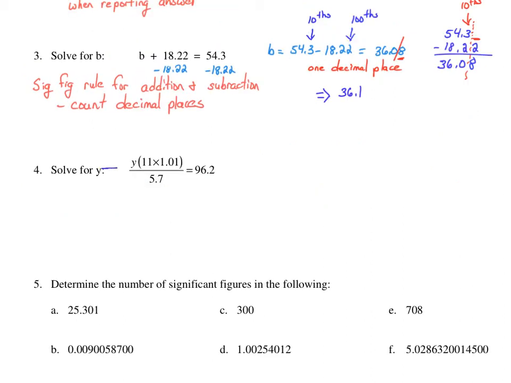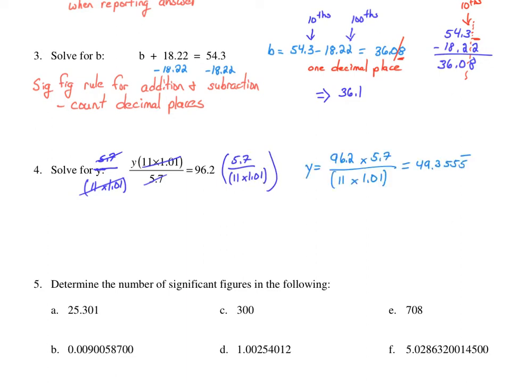In question 4, to get y by itself, we need to both multiply by 5.7 and divide by the product of 11 times 1.01. That allows us to get y by itself, but we have to do the same thing to the other side of the equation. So we need to multiply by 5.7 and divide by the product of 11 times 1.01. I've rewritten the equation and the calculator answer.